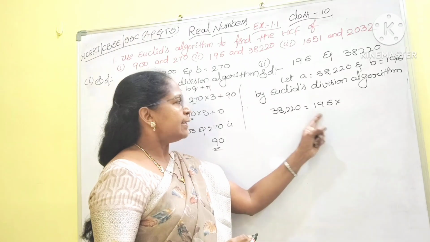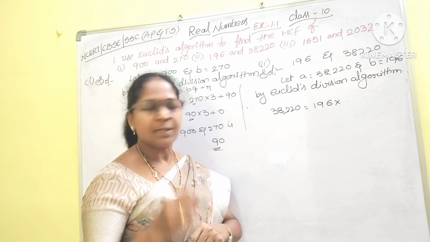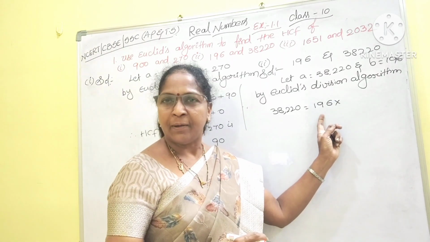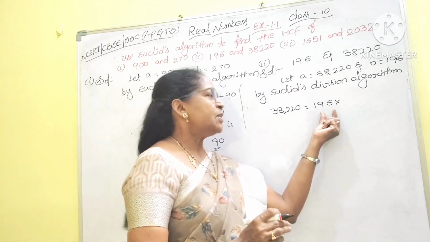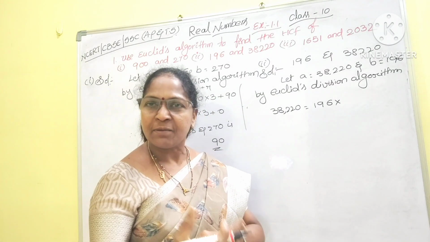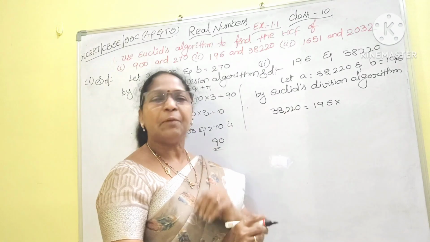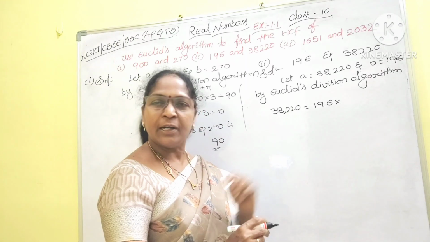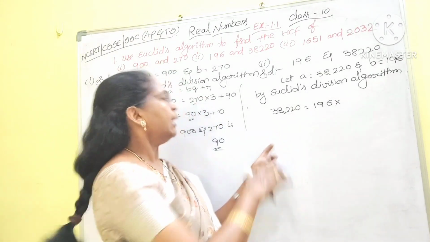So how many times does 196 go into 38,220? You have to check it. This is a very big number, and we don't know the 196th table. So what do you have to do? Just consider a round-off number. 196 is nearest to 200, so you can consider the second table. So 2 goes into 38,220 how many times? 2, after that two zeros you can include.